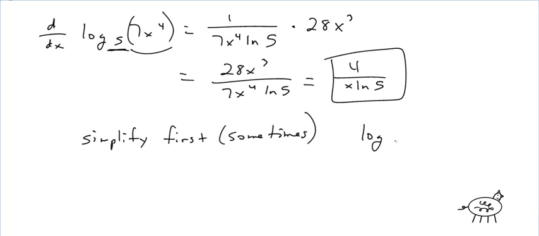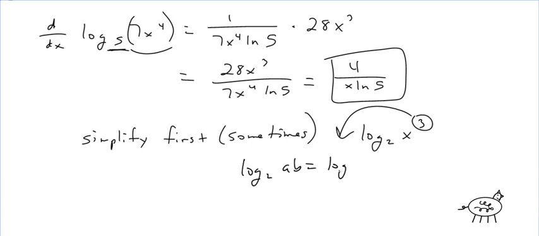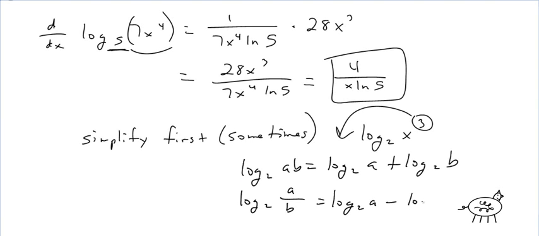If I have log base 2 of x to the 3rd power, by the exponent or power property, I can bring that 3 in front. If I have log base 2 of a times b, it's log base 2 of a plus log base 2 of b. Or if I have log base 2 of a over b, that's log base 2 of a minus log base 2 of b. So those are the important properties you need to remember about logs.